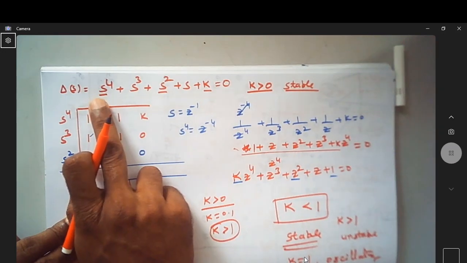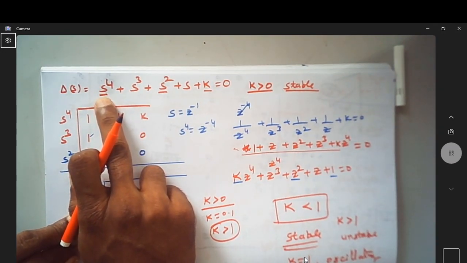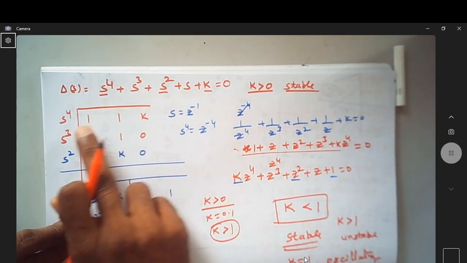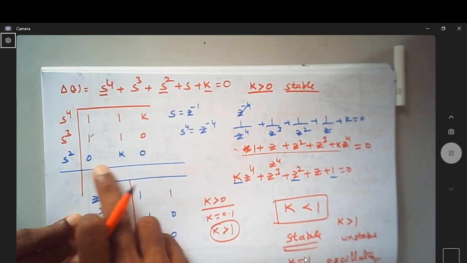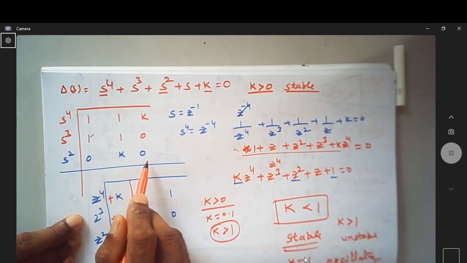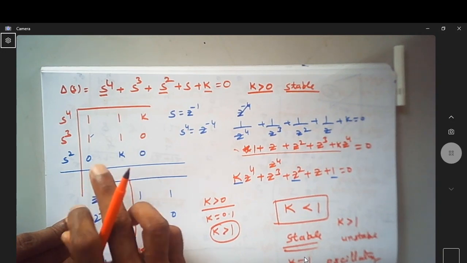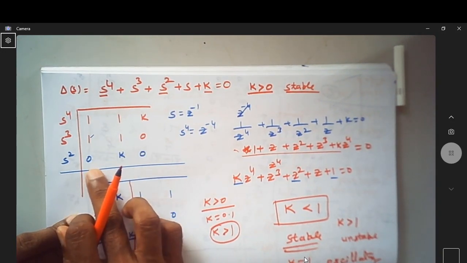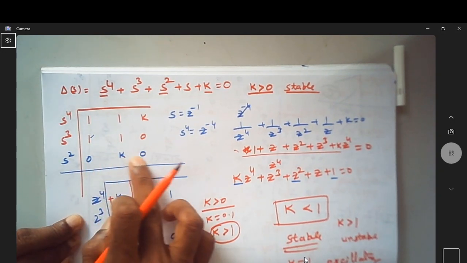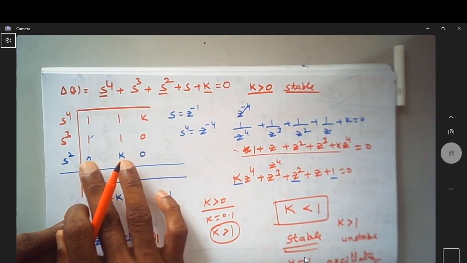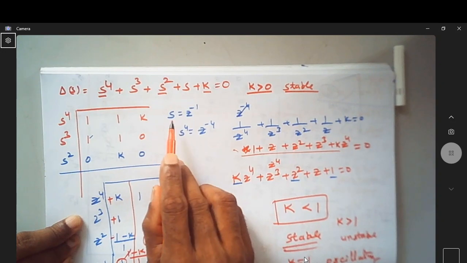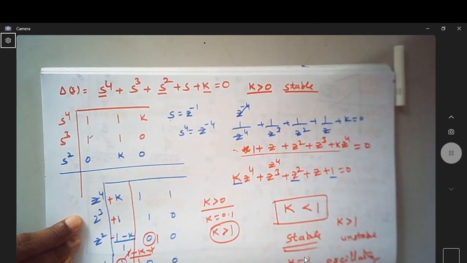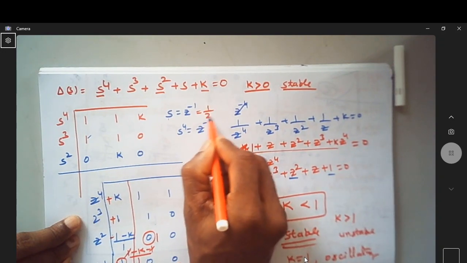Now this was the characteristic equation we considered in the last problem of the previous video. We wrote the Routh's array by considering this as the characteristic equation. We ended up with 0, k, 0 as the third row of this array. Since not all the elements of the row are 0, I cannot consider it as a Routh's array. We are modifying the characteristic equation by replacing s by z to the power minus 1, or 1 over z.